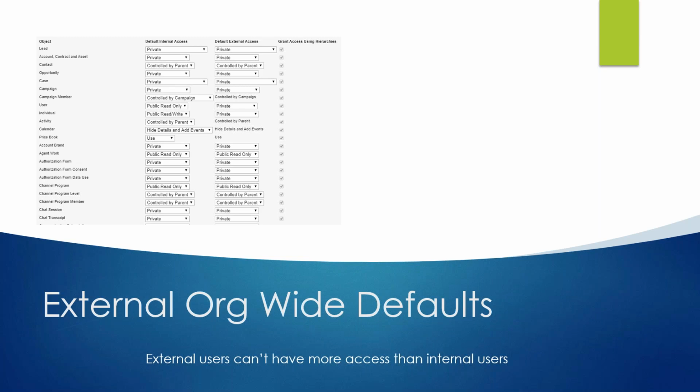There are a few that you cannot control, such as campaign members, the activity calendar, and price book. You cannot have access there. Initially there were more limitations, but now we can set up almost everything except for those.